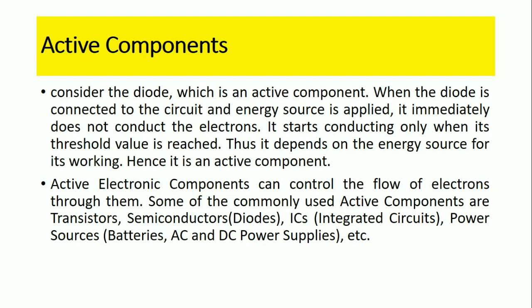Consider the diode, which is an active component. When the diode is connected to the circuit and an energy source is applied, it does not immediately conduct electrons. It starts conducting only when its threshold value is reached, which is nothing but the cut-in voltage. Thus it depends on the energy source for its working. Hence it is an active component. Active electronic components can control the flow of electrons through them.